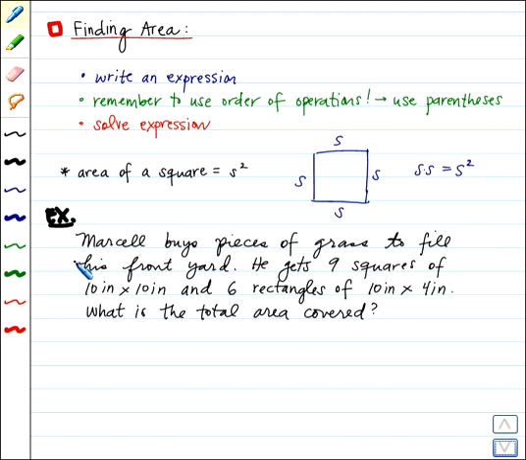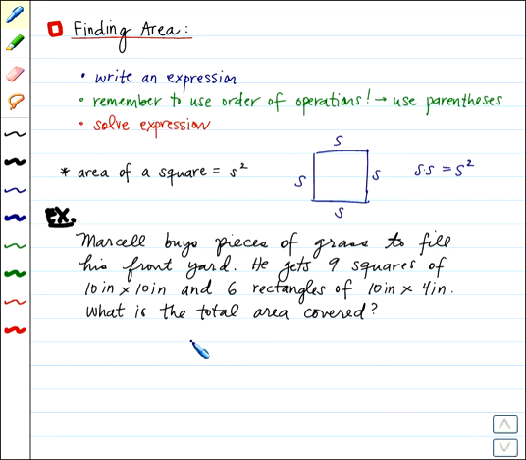Alright, so let's try this example. Marcel buys pieces of grass to fill his front yard. He gets 9 squares of 10 inch by 10 inch and 6 rectangles of 10 inch by 4 inch. What is the total area covered? Now see if you can write an expression so that we can solve this. When you're ready, click continue.